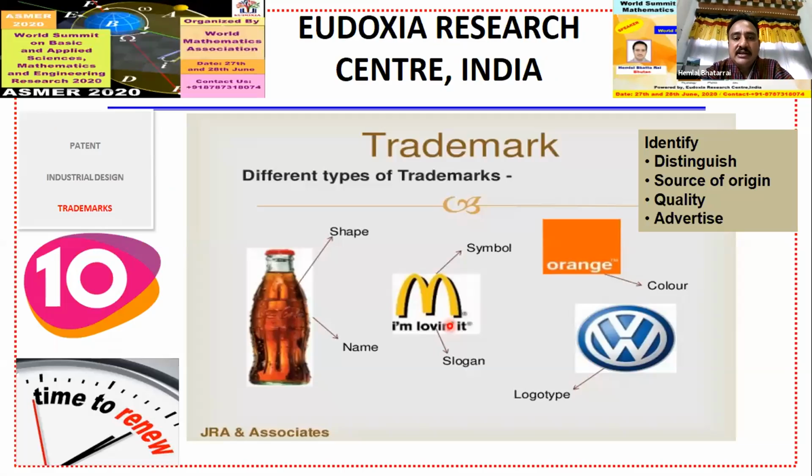This is just an example, in terms of shape, in terms of name, in terms of slogan, in terms of logo types, in terms of color. So trademarks can be in either way. And usually exclusive right is given for 10 years, and then it can be renewed after 10 years.